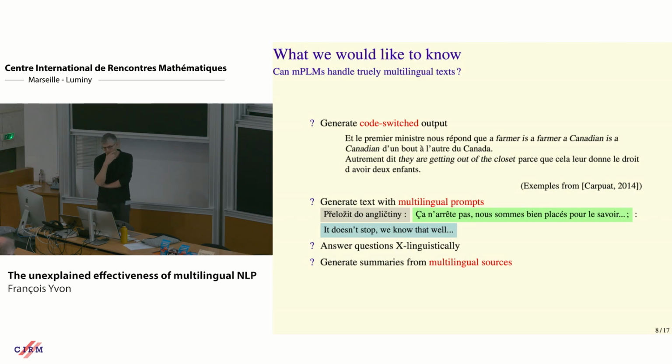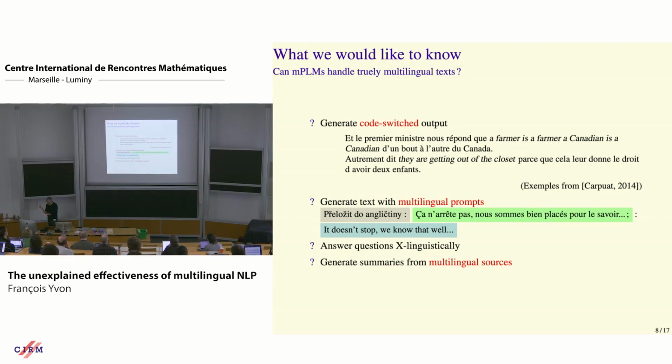Again, we don't know how to generate code-switched data. It's a very well-known fact that in situations of language contact, people tend to switch freely between languages. Our models don't do this at all. So still they are multilingual, but they don't have the same kind of notion of multilinguality as actual multilingual speakers.